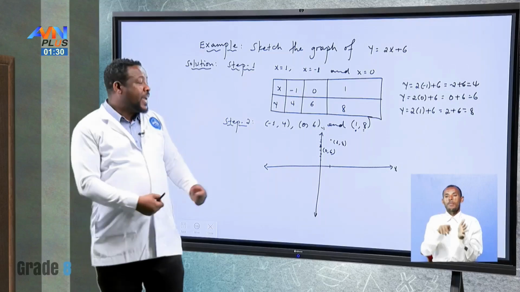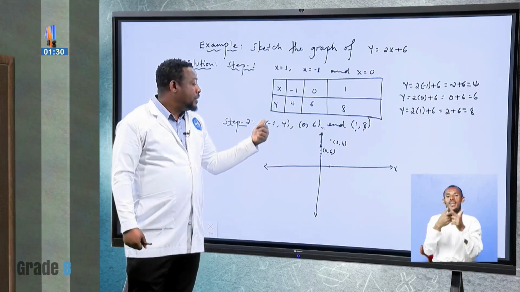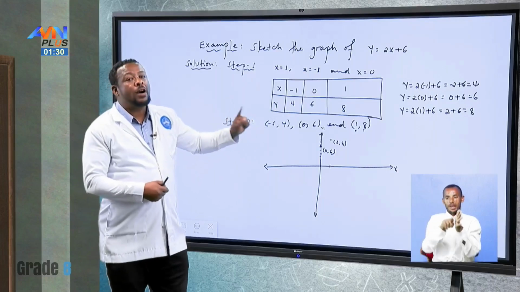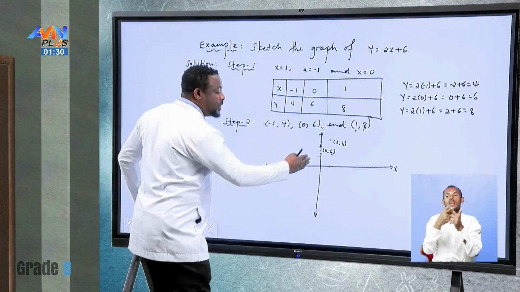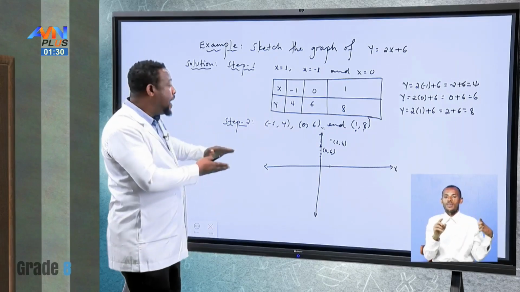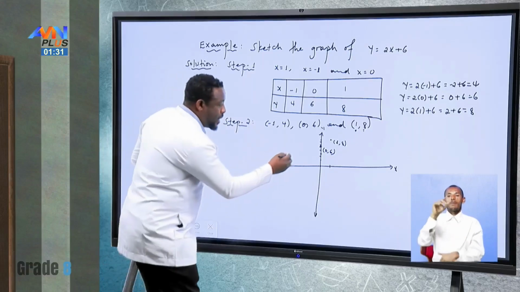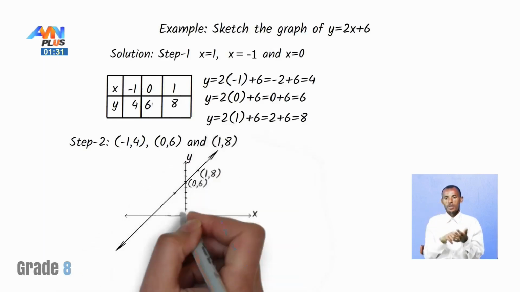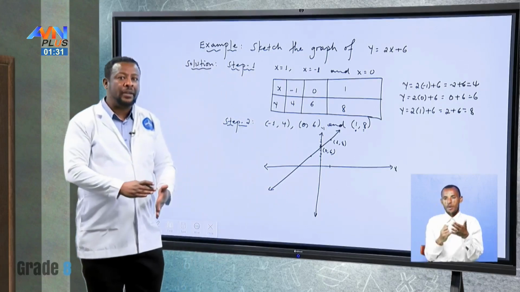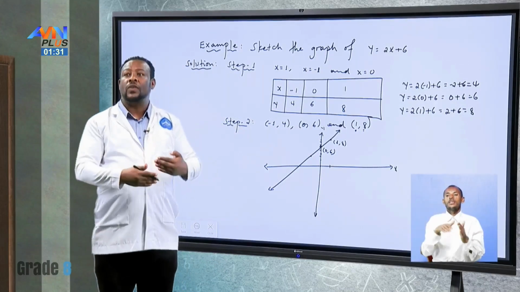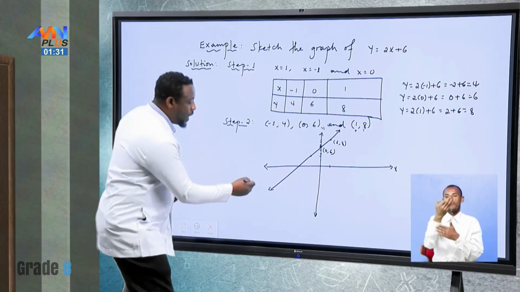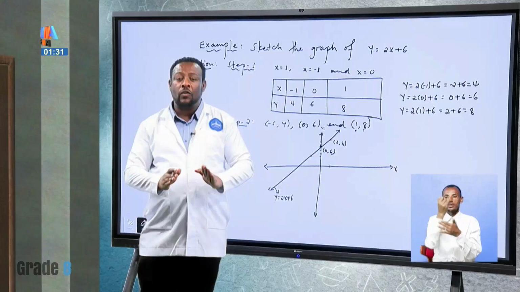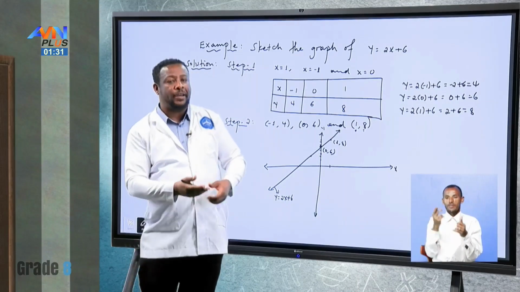(-1, 4) is a point in the second quadrant, because the first entry is negative and the second entry is positive. Therefore, (-1, 4) is somewhere in the second quadrant, which is 1 unit to the left of the y-axis and 4 units above the x-axis. You can roughly put that point here and connect the 3 points. Using these 3 points, you can construct a straight line. That straight line represents the graph of the linear function y = 2x + 6. This is how we sketch the graph of a linear function using the first method that I explained.